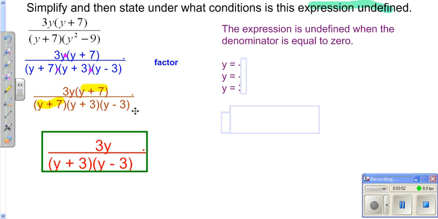But you also need to write down when our expression is undefined. It is undefined whenever the denominator is 0. So you need to look at your denominator in the factored form before you do any simplifying and decide what causes this to be 0, this to be 0, or this to be 0. What causes the first one to be 0 is negative 7. What causes this one here to be 0 is negative 3. What causes the last one to be 0 is positive 3.